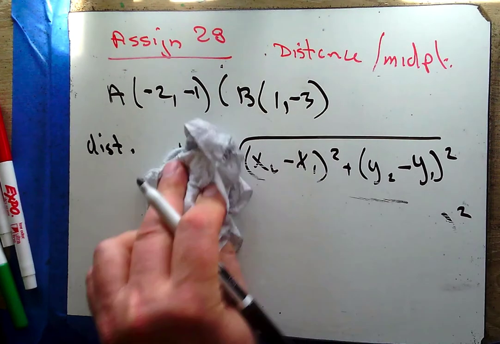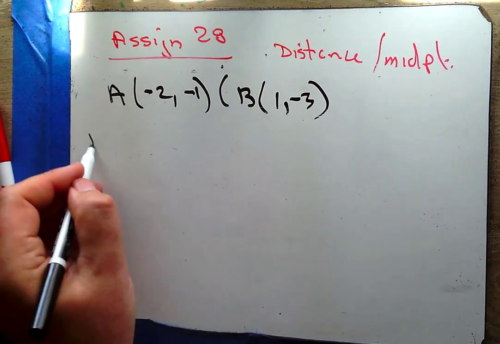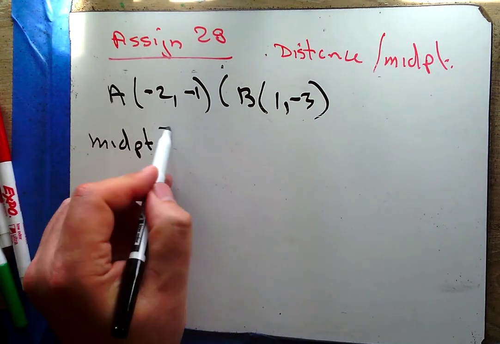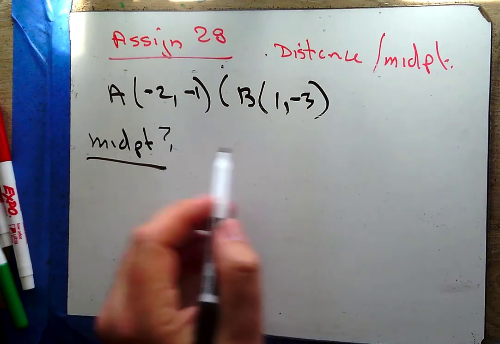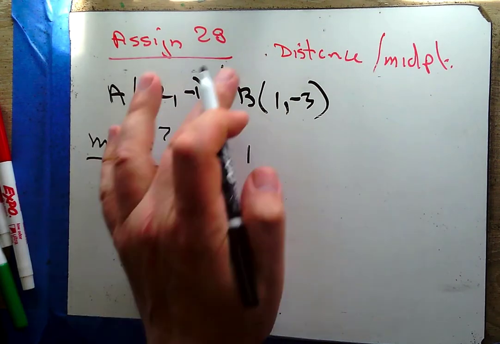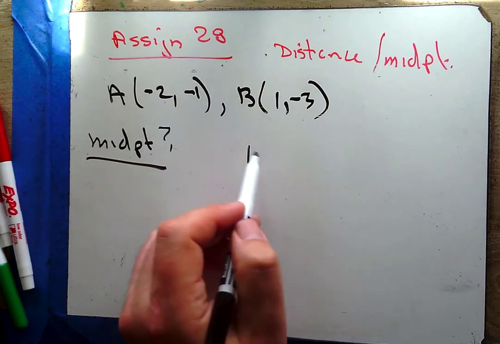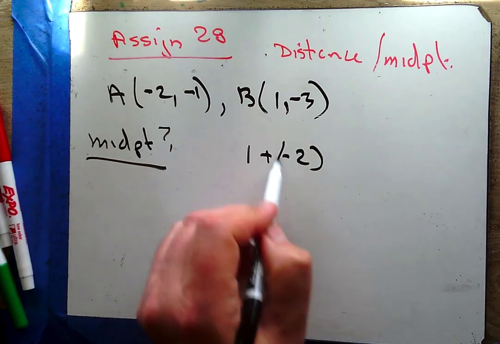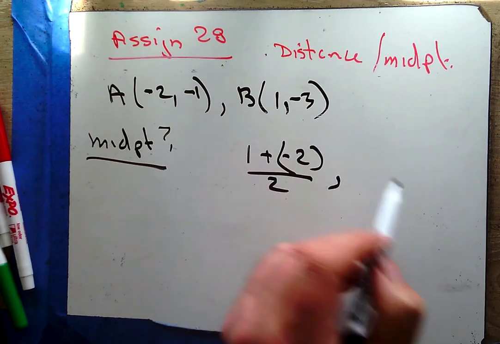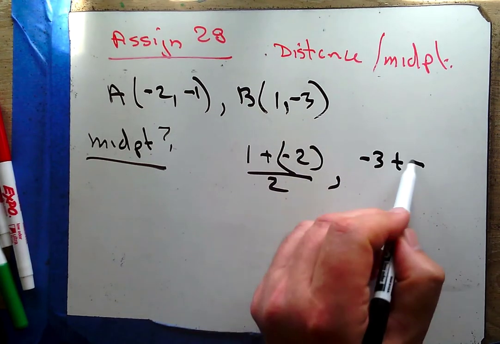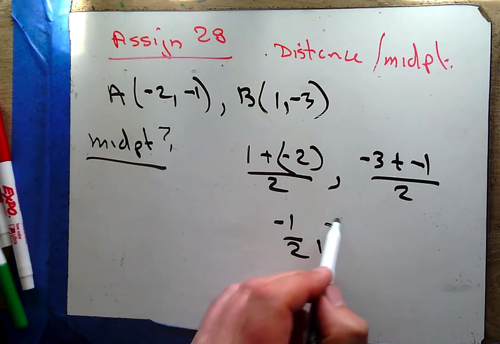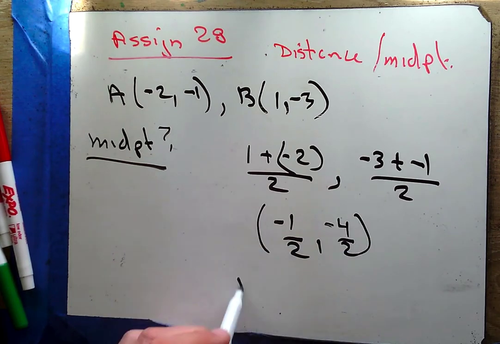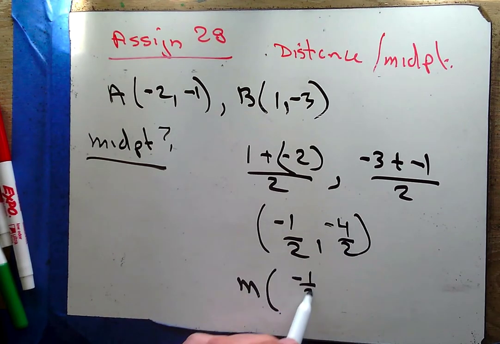Okay, now what about the midpoint formula? Will you please pause the video and find the midpoint. Welcome back. So I'm going to average those x values, and I'm going to average those y values. And so I end up with -1 over 2, -4 over 2, or -1/2, comma -2.